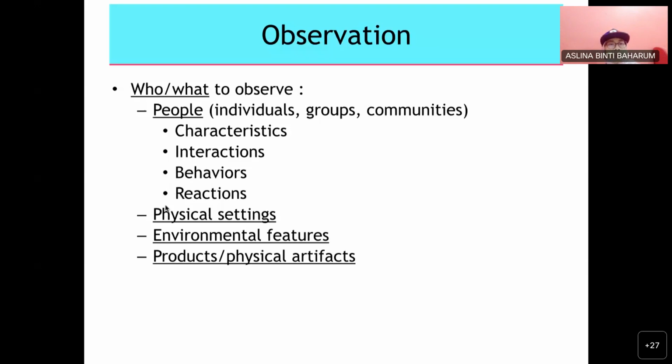Second thing is the physical setting. Is the location good? Where it should be. Next, environmental features. Looking at the UiTM Jasin environment, is it good to open? Do you think that we can get a vendor to open their shop there?